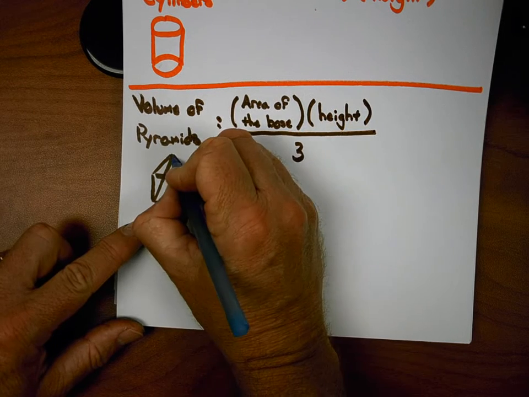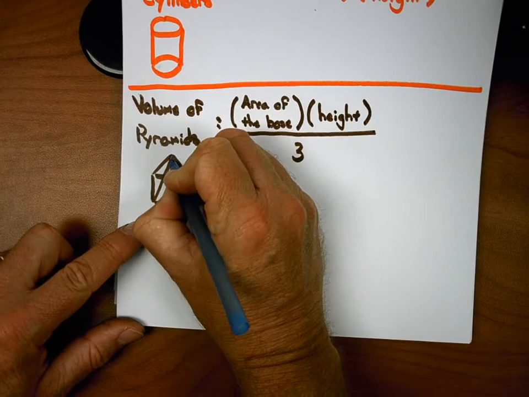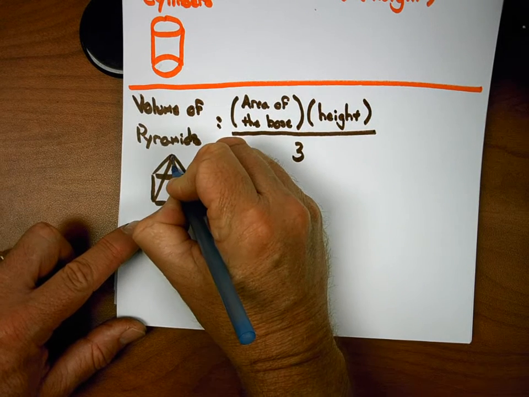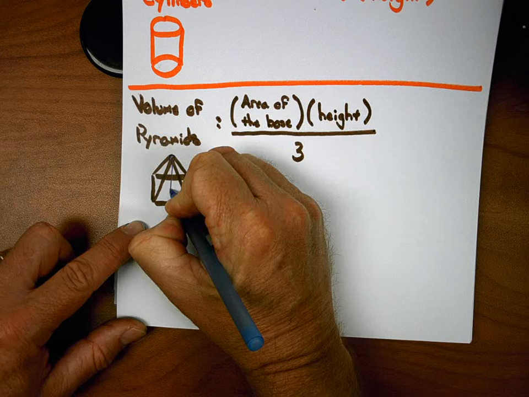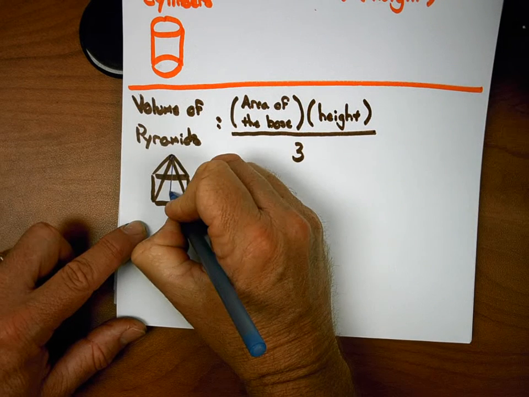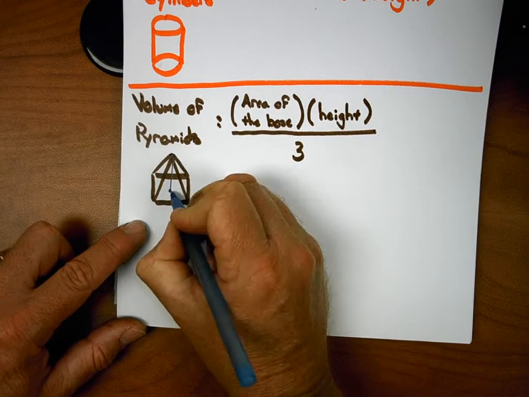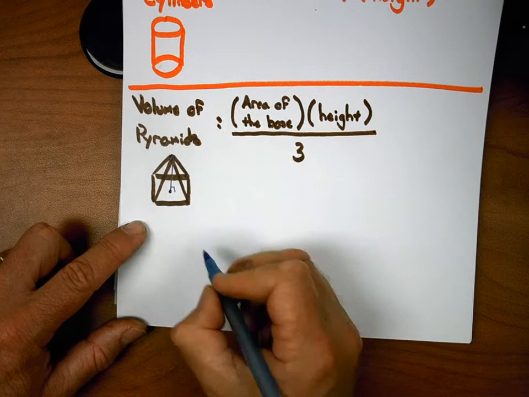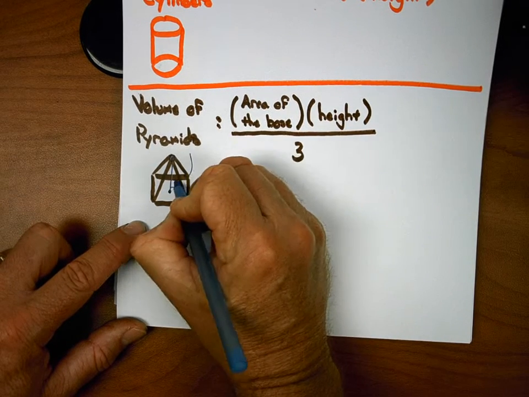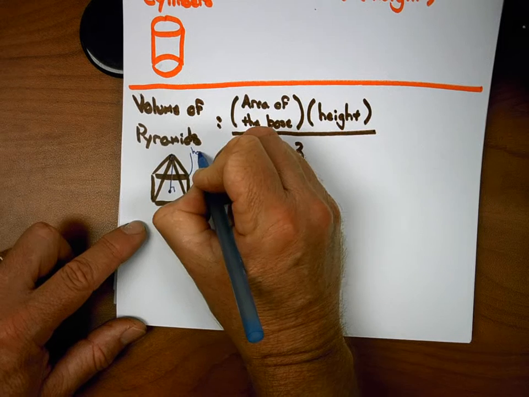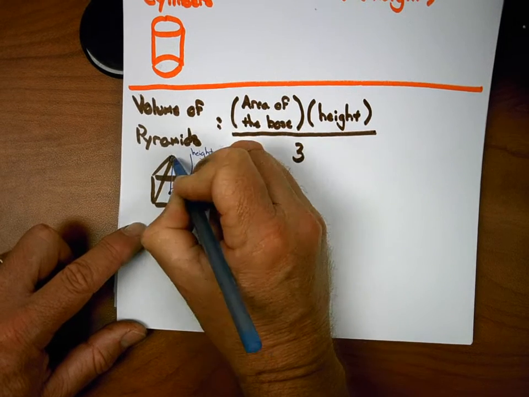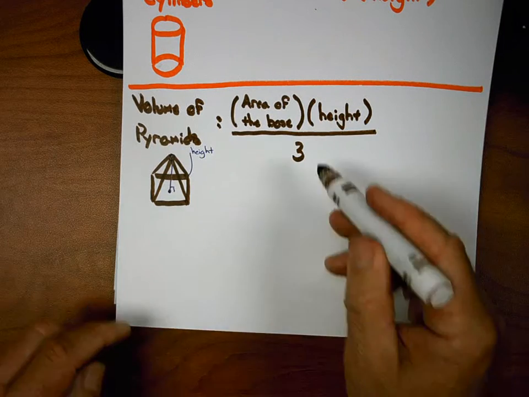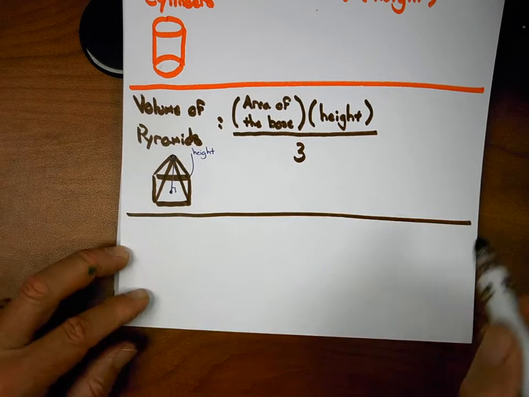Now remember, the height is going to go from the peak or the highest point of the pyramid, and it's going to go straight down right through the middle of the pyramid, and it's going to end right in the center of the base, and it's going to make 90 degrees. So that right there would be the height of the pyramid. The height is actually on the inside of the pyramid. Okay? But that's the formula to find volume of a pyramid.